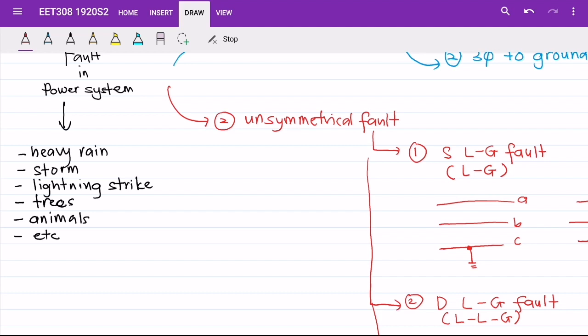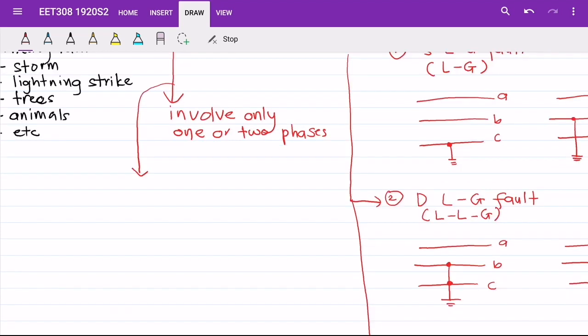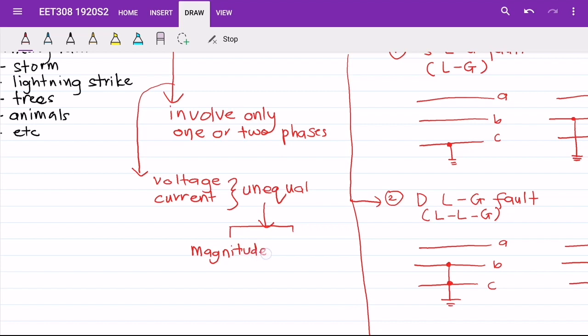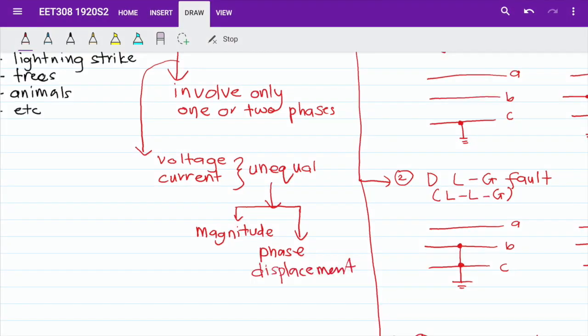Meanwhile, unsymmetrical fault involves only one or two phases. The values of voltage and current for each phase are unequal in terms of magnitude and phase displacement.